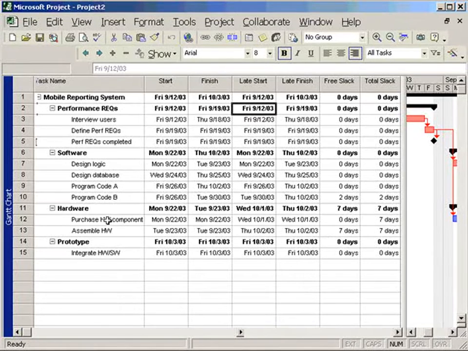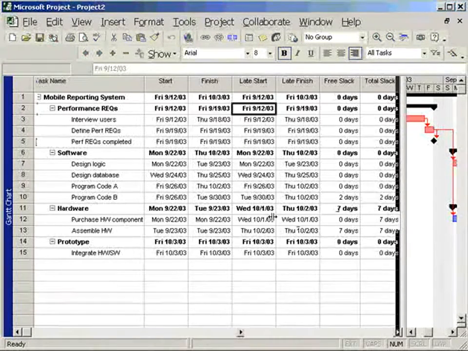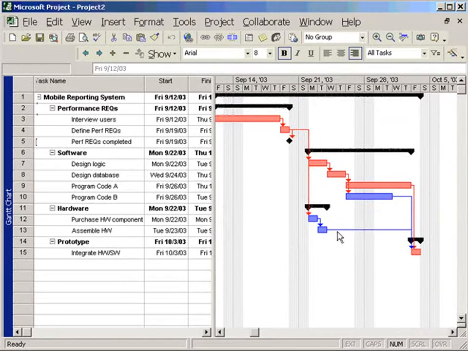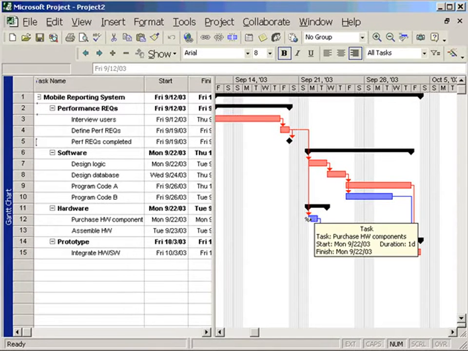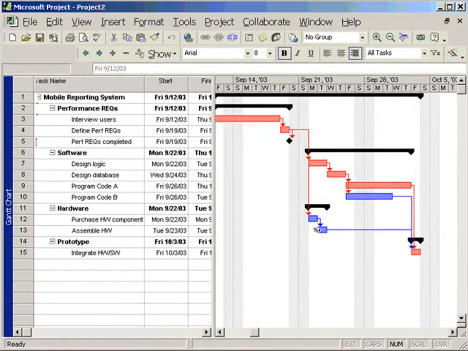Also notice that purchase hardware components has no free slack, while assembling hardware components does. Why is that the case? Well, in reality, those two activities are linked and therefore share the slack. And if we scroll this out, we can see this. Here's the 7 days of slack. And if there's a delay in the start of purchasing hardware components, or if that takes longer than a day, then some of that slack would be used up and the assembly hardware start would be delayed.